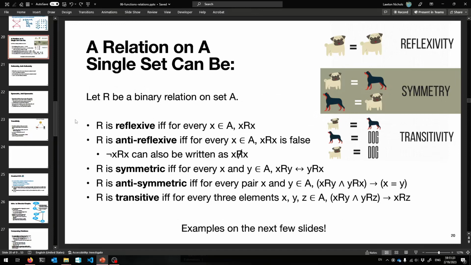So for example, it's always good to go back to the relations that you understand, like less than, equals to, things like that. Is less than a reflexive relation? Is every element related to itself under the less than relation?